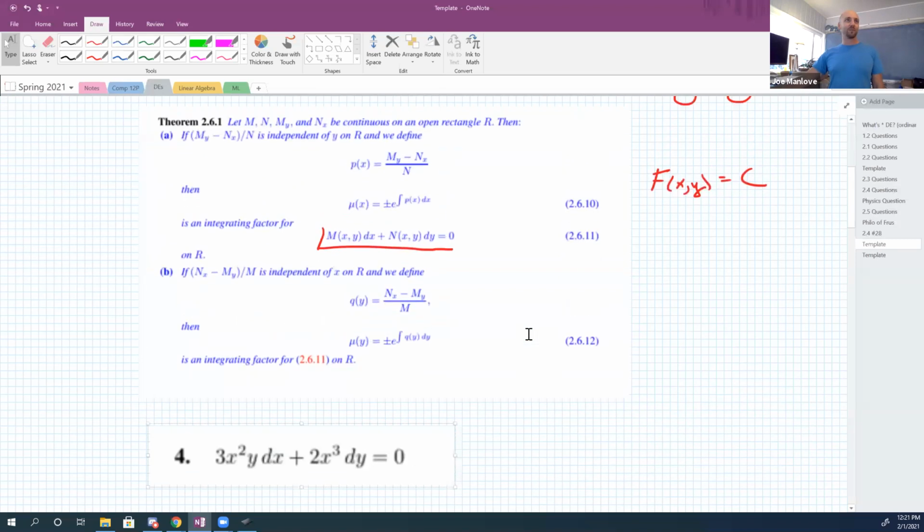All right. So let's see if we can puzzle through problem 4 here. So first things first. What's M? What's N? And do I have the assumptions of Theorem 2.6.1 satisfied?